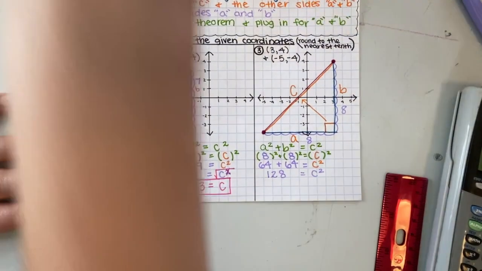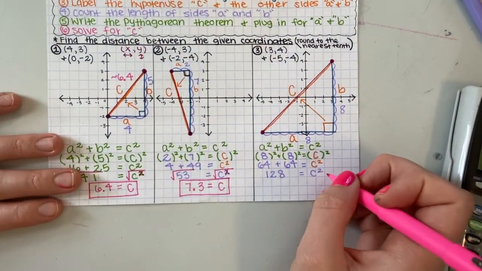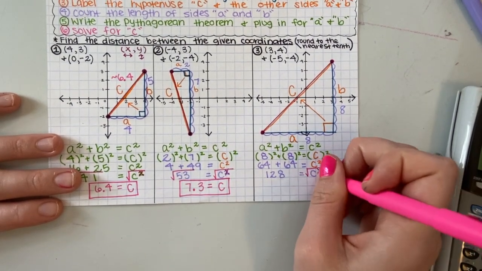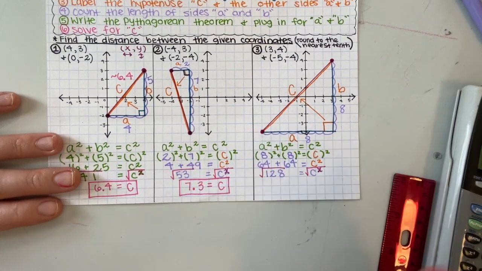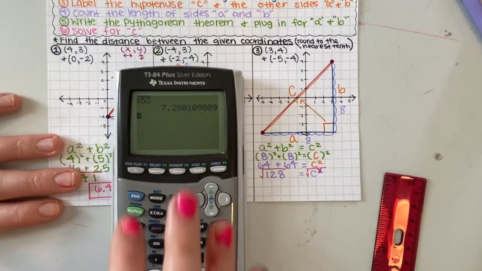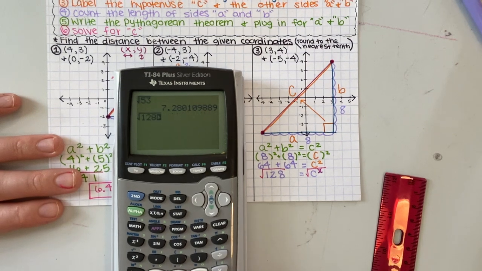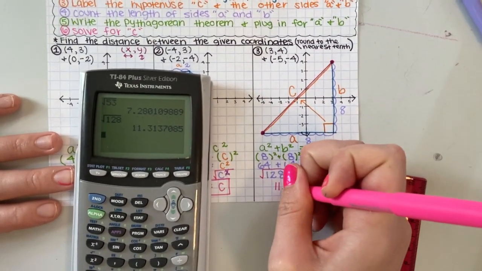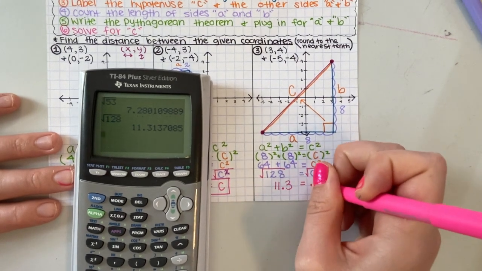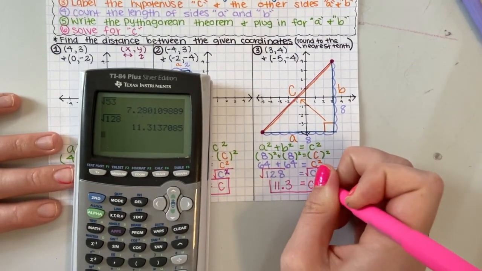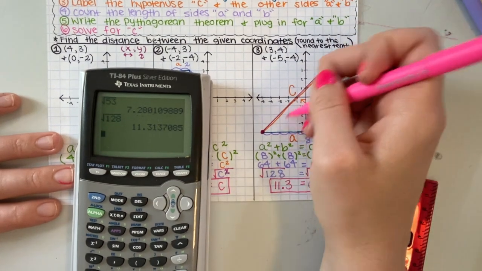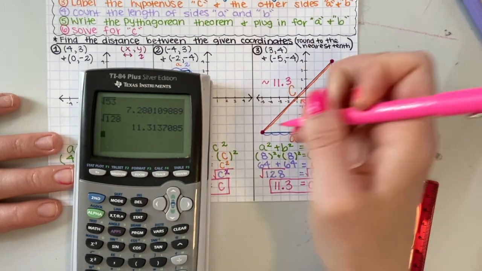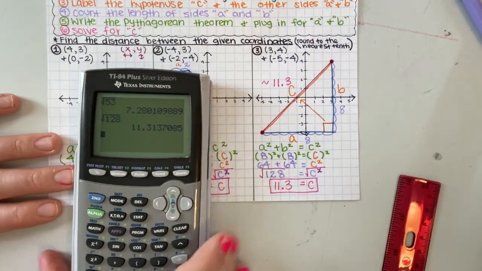And then my last step is we want C, we don't want C squared. So I need to take the square root to get rid of the squared. And I get the square root of 128, which is approximately 11.3. So our approximate length of C is 11.3, the distance between those coordinates.